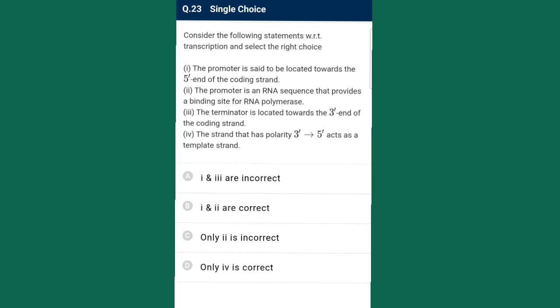One of the two strands of DNA takes part in transcription. So the answer is option C. Only 2 is incorrect.